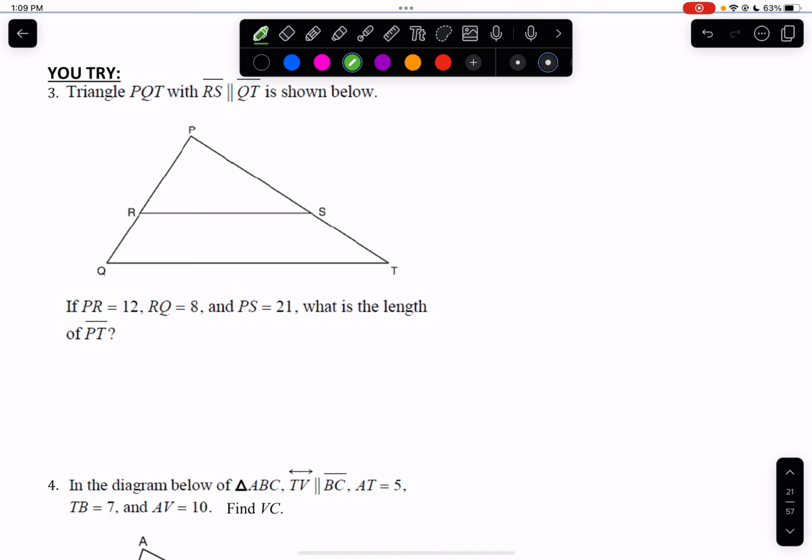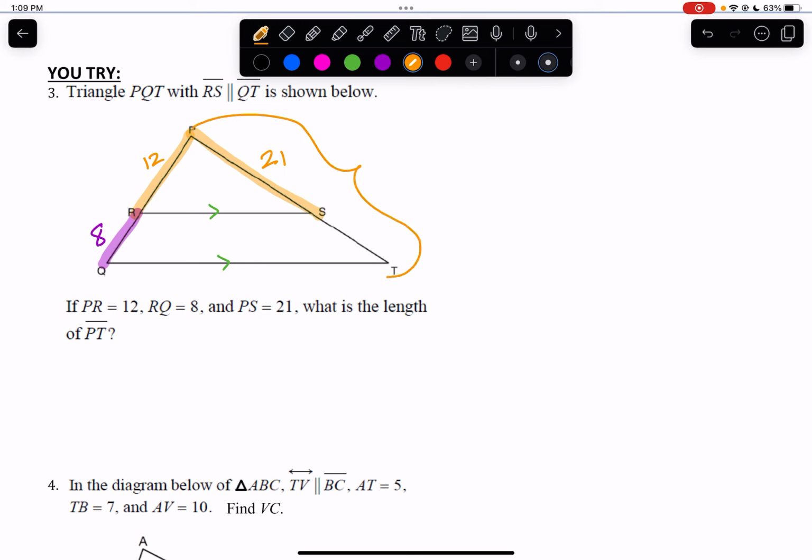So we're given parallel lines, PR is 12, whereas RQ is going to be 8. And then we have PS is 21. We want to know the length of PT, which is the entire thing. So in order to find the length of PT, we need to find the amount that's been cut off. So top over cut.